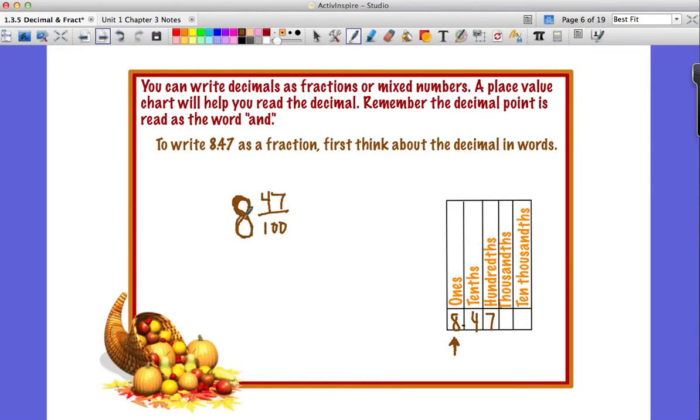So a number written with a decimal is kind of like a number written with a fraction. In front of the decimal is how many whole groups you have. And behind it, your fraction or your decimal is how many parts or how many pieces you have out of how many you need to make a whole group.